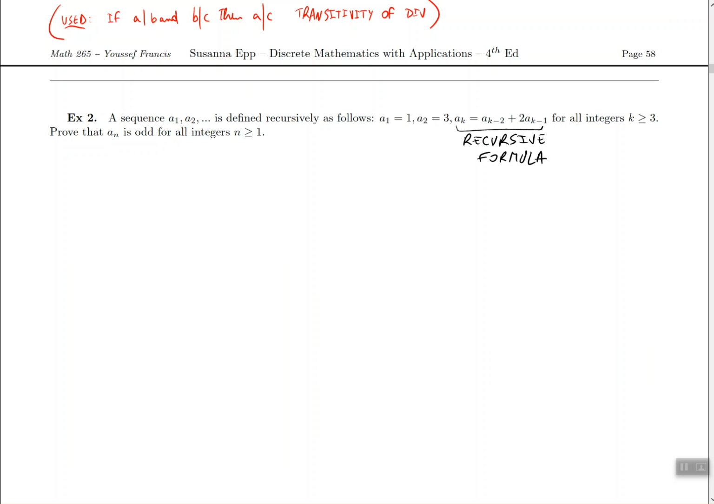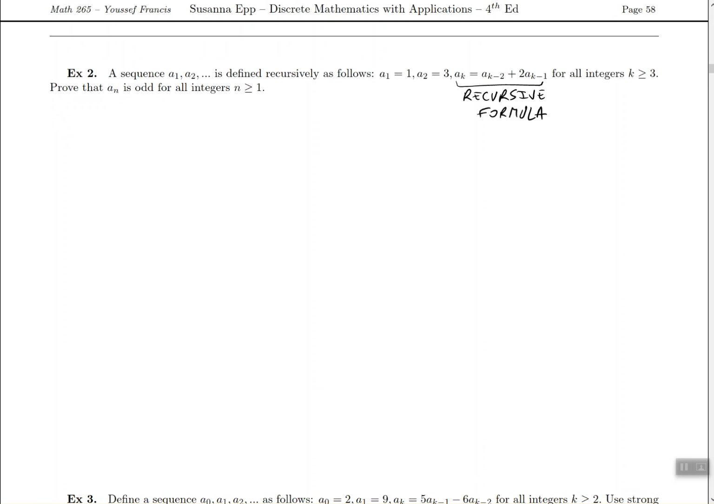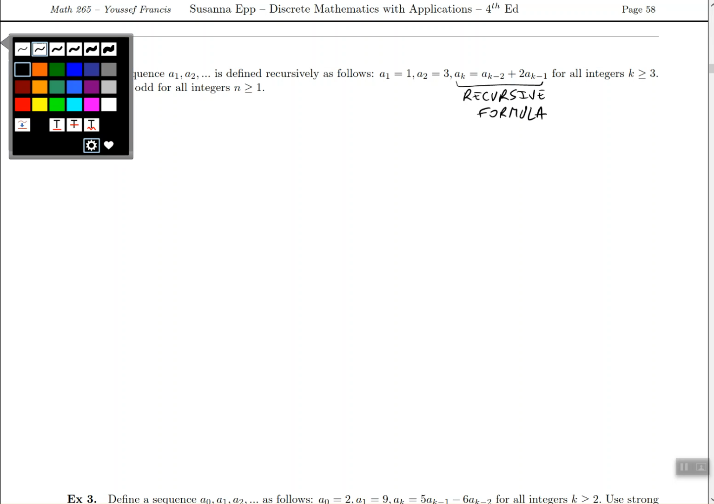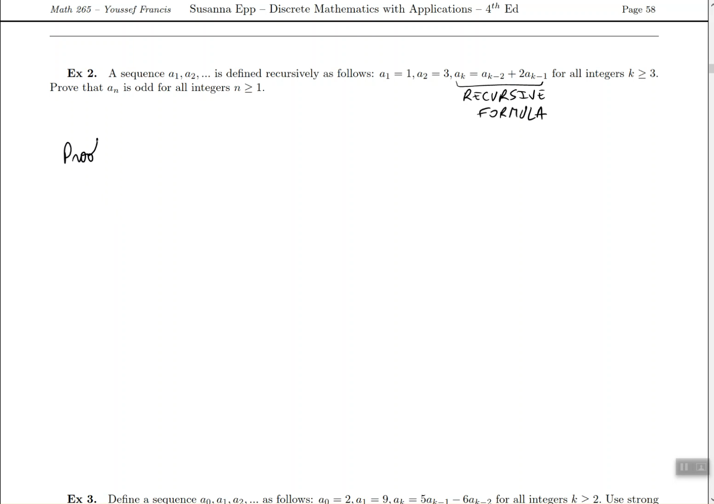For any integer greater than or equal to 3. Suppose we want to prove that an is odd for all integers n greater than or equal to 1. So this is going to be a proof that relies again on strong induction. So, proof by strong induction. We're going to start by saying let n be greater than or equal to 1, but first let's assume that it's an integer to begin with and make it greater than or equal to 1. Okay, great.